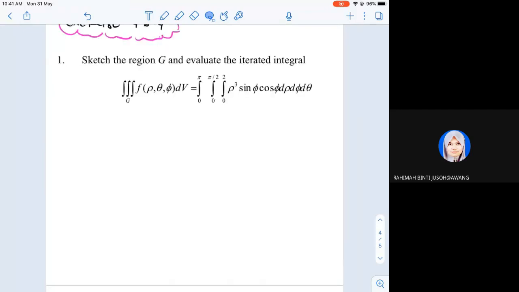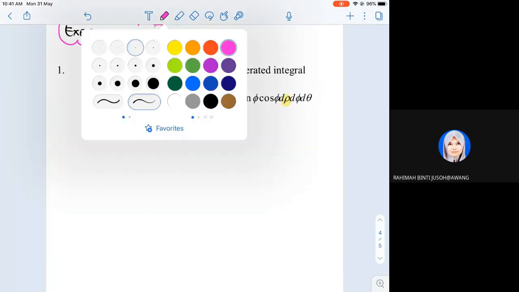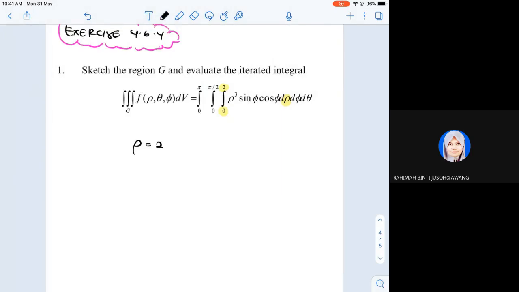Okay, look here carefully guys. First we take out the limit. From the limit we know that rho is from 0 until 2. So we have rho equals to 2. Since rho equals to 2, we know that this is a sphere with radius 2. Okay. However, is it a complete sphere or not? It depends on theta and phi.